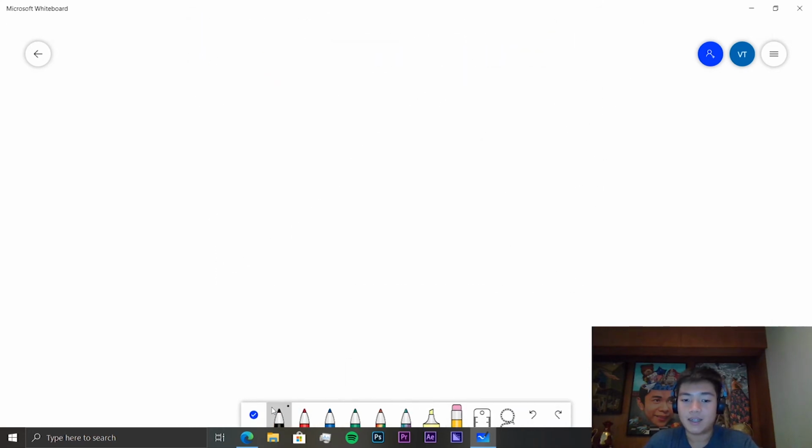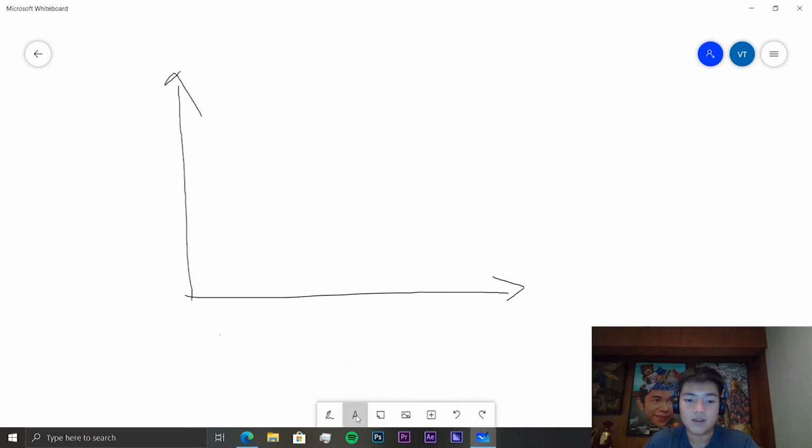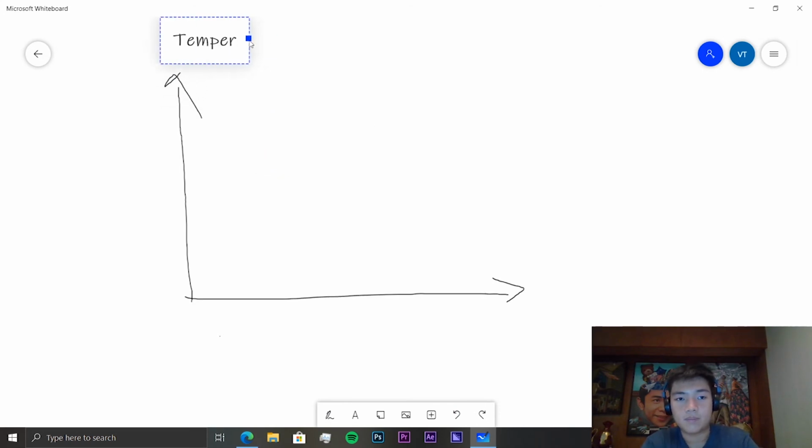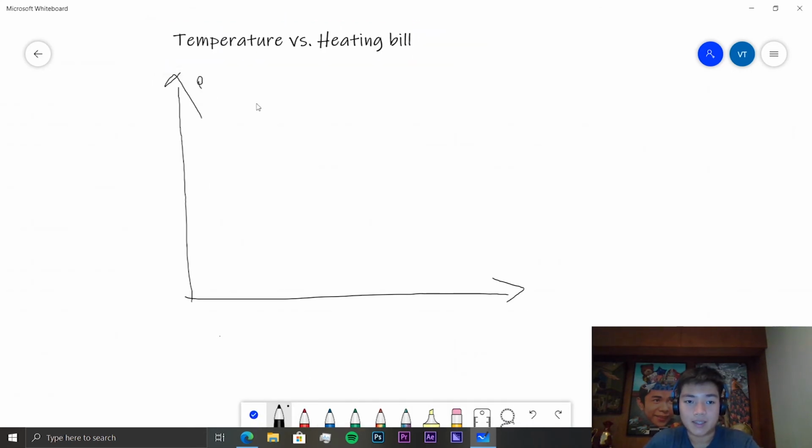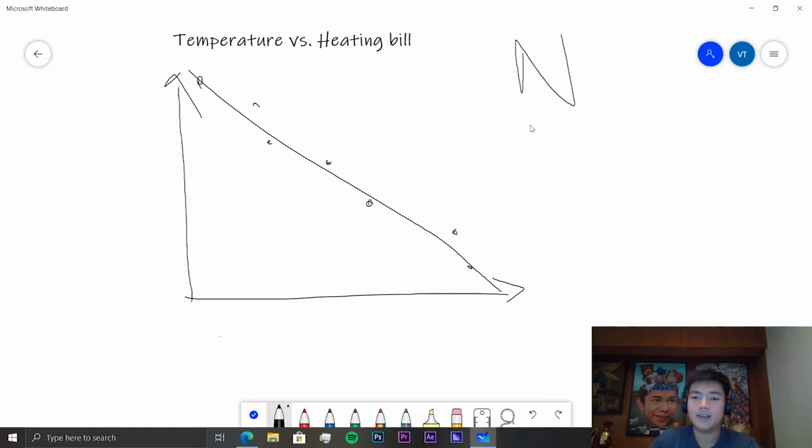Finally, we get here, temperature versus heating bill. And this graph looks like something like this. So we can see a very strong negative correlation. So association negative, form linear, and strength very strong. So yeah, this is how to talk about graphs in the sense of correlation. Okay, and let's move on to the final question.